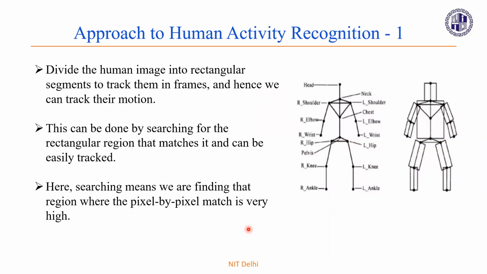Now, the approach to human activity recognition. The main goal is to identify what the activity of the human is. Here we can divide the human image into rectangular segments to track them in frames. We divide the human body into rectangular frames, and from this rectangular frame, we can identify the current action of that human. How are we going to identify this particular rectangle? We are using a searching technique here. Searching means we are finding the region where the pixel by pixel match is very high.